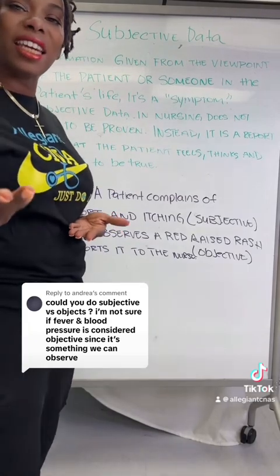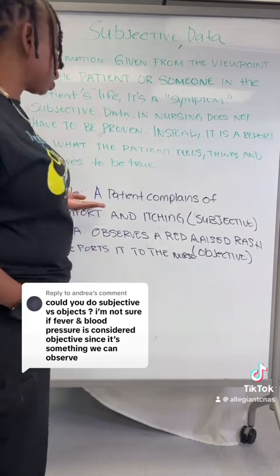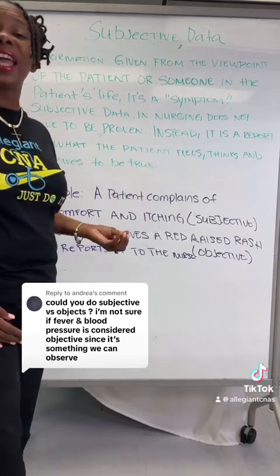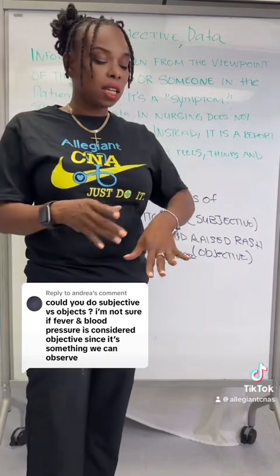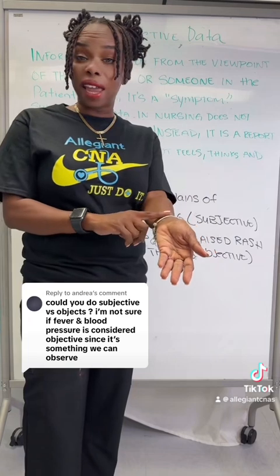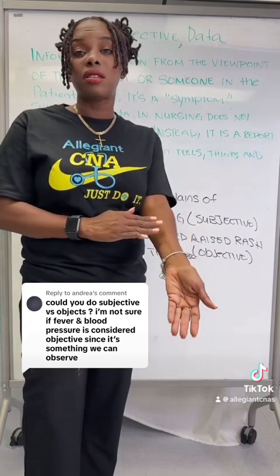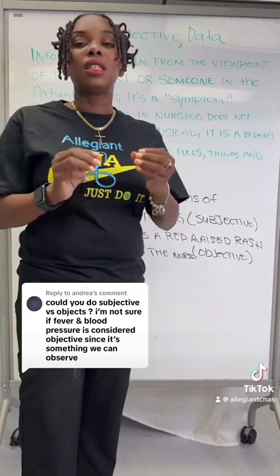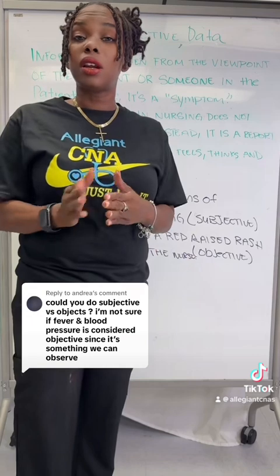Let's look at an example of subjective data. A patient complains of pain and discomfort in their arm. The CNA looks at their arm and is able to see there is a red raised rash present on their arm. The CNA reports this information to the nurse.